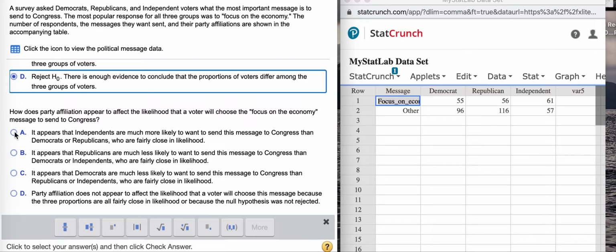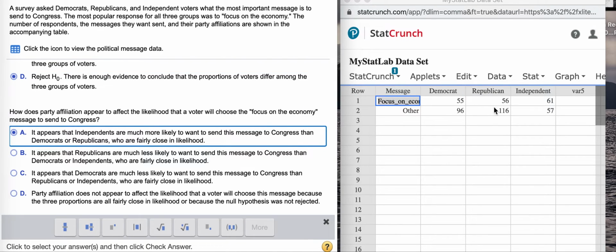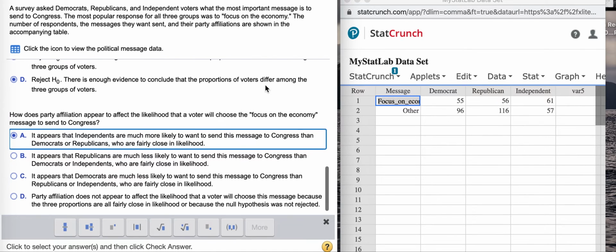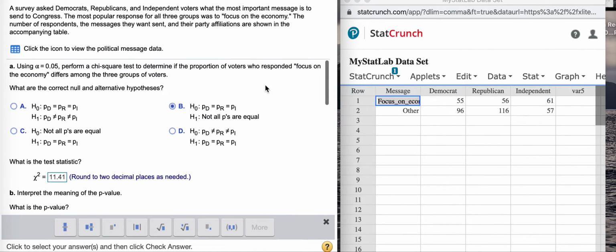So option A is just kind of looking at the data and comparing the ratios and the percentages as they would appear. So here we've done a chi-square test, essentially to kind of test to see if all the proportions are equal across the different groups.